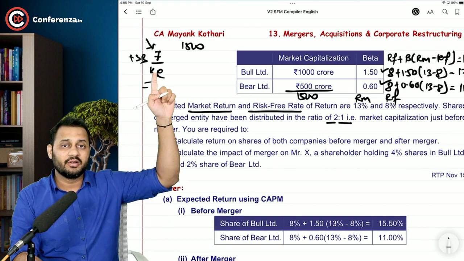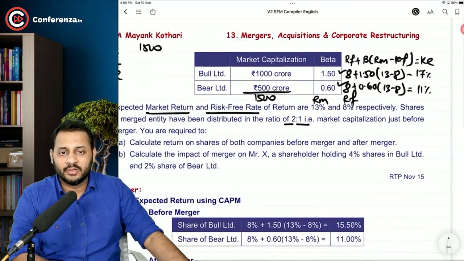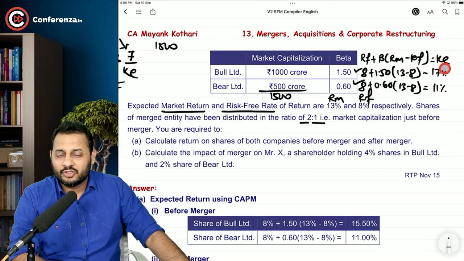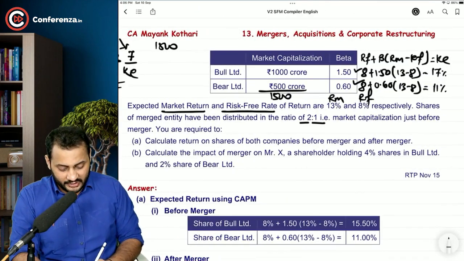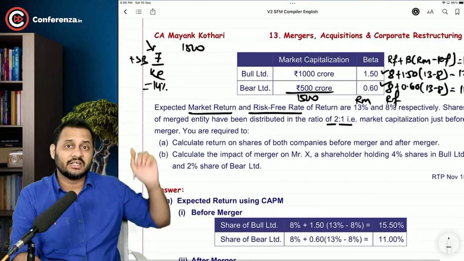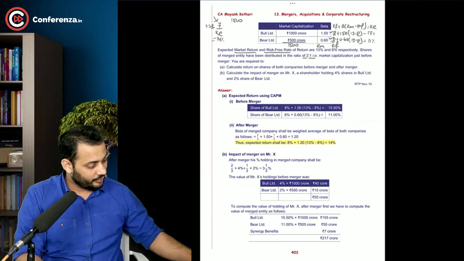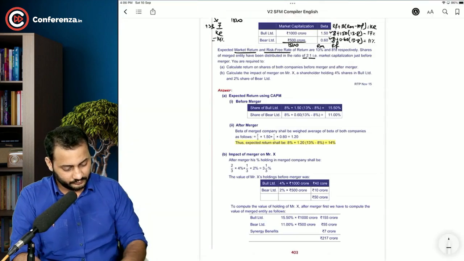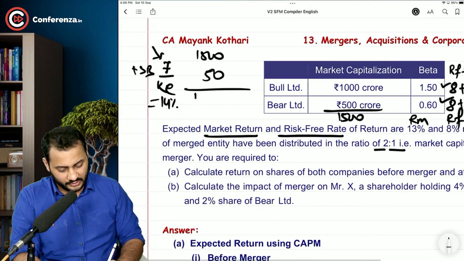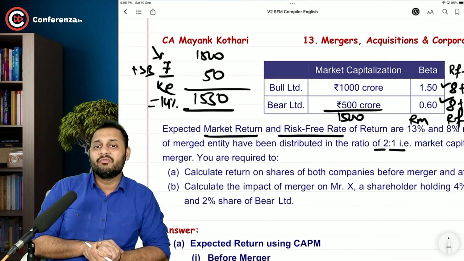7 crore is the per annum synergy, right? So what cost of equity will be taken in the denominator? Should I take 17% of Bull Limited, 11% of Bear Limited, or 14% of the merged entity? It will be 14% of the merged entity because this 7 crore is because of the merger. So 7 crore divided by 0.14 comes to 50 crore. See, 50 crore. The total market value of the company after the merger will be 1550 crore.